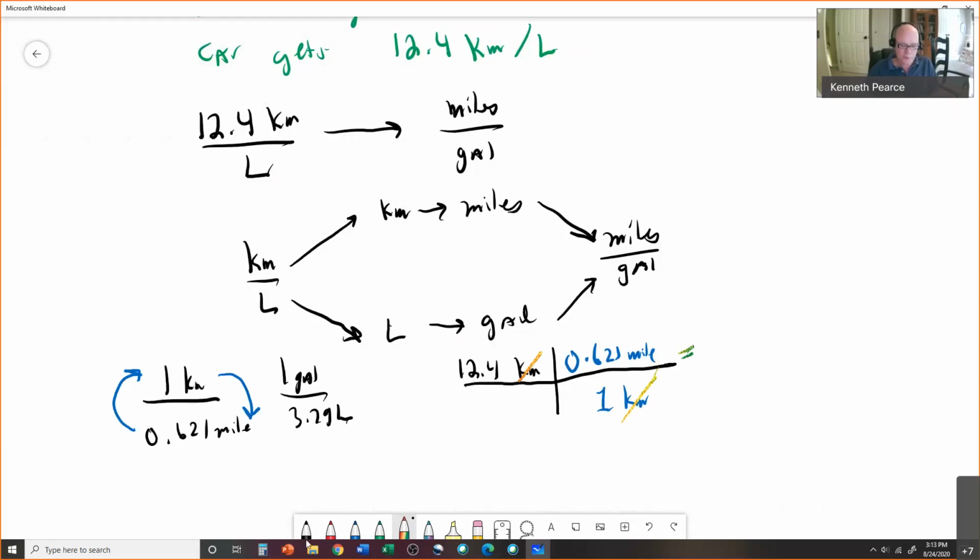So I go 12.4 times 0.621, and I get 7.7875. Now, I generally don't round until the very end, so I'm just going to carry some extra digits, even though strictly speaking, if we stop there, it would be 3 sig figs, because we have 3 over here and 3 over there. But I'm going to keep a little bit extra for rounding purposes so that we don't end up with rounding errors.